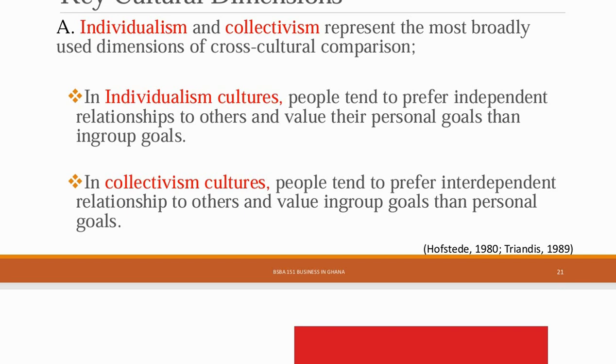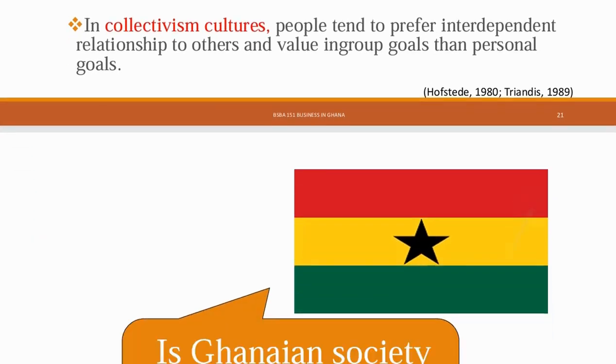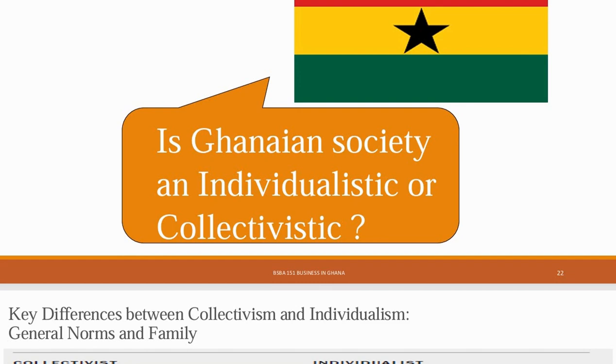Yes. And so the individualism and collectivism, what we are saying is under the individualism cultures, people tend to prefer independent relationships to others and value their personal goals over the in-group. So they value their personal life. Okay. Then for collectivism, that is vice versa. They value the in-group over personal goals. So the question is, is Ghanaian society individualistic or collectivistic?